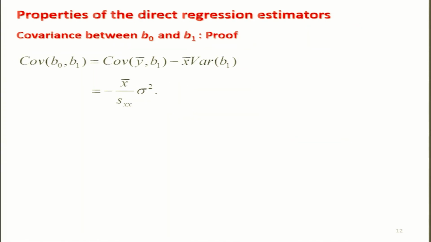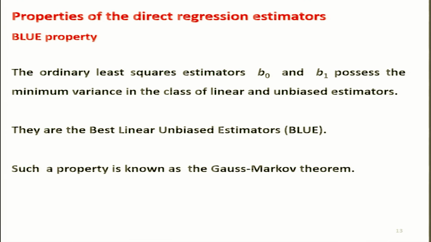Similarly, if you try to find out the covariance between B0 and B1, that will be simply covariance between y bar and B1 minus x bar covariance between B1 and B1, which is variance of B1. You already have proved that the first quantity is 0, and the variance of B1 you already have obtained. Just substitute it here and you will get the covariance between B0 and B1. So, you can see that it is not difficult. After this, I am just going to give you one very important property. I am not going to do the proof here.